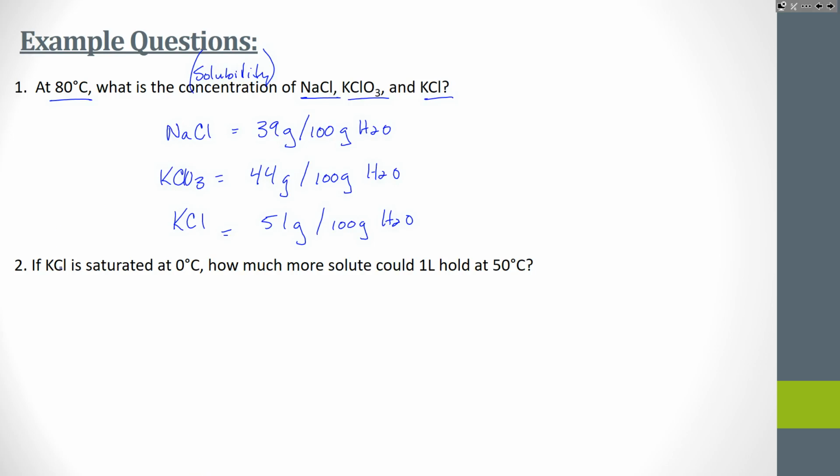Now, if we're looking at this question, it's asking if we have KCl that's saturated at 0, how much more could 1 liter, so this is going to be important, hold at 50? Well, we'll deal with the volume after, but let's just look at KCl at 0 degrees Celsius and at 50 degrees Celsius. So I'm going to flip back to the graph and we'll figure out how much we're able to dissolve at those two temperatures for KCl.